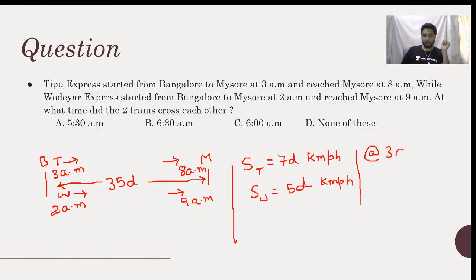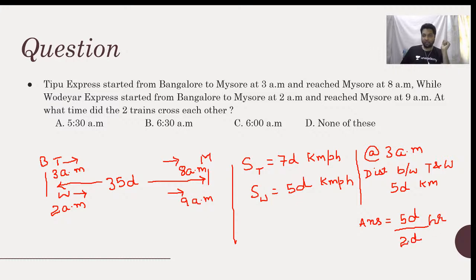At 3 a.m. distance between Tippu and Wadayar Express is 5d kilometers. Now my answer will be I need to bridge this 5d kilometers because both of them are traveling in the same direction at the relative speed or effective speed will be 7d minus 5d, which is 2d kilometers per hour.